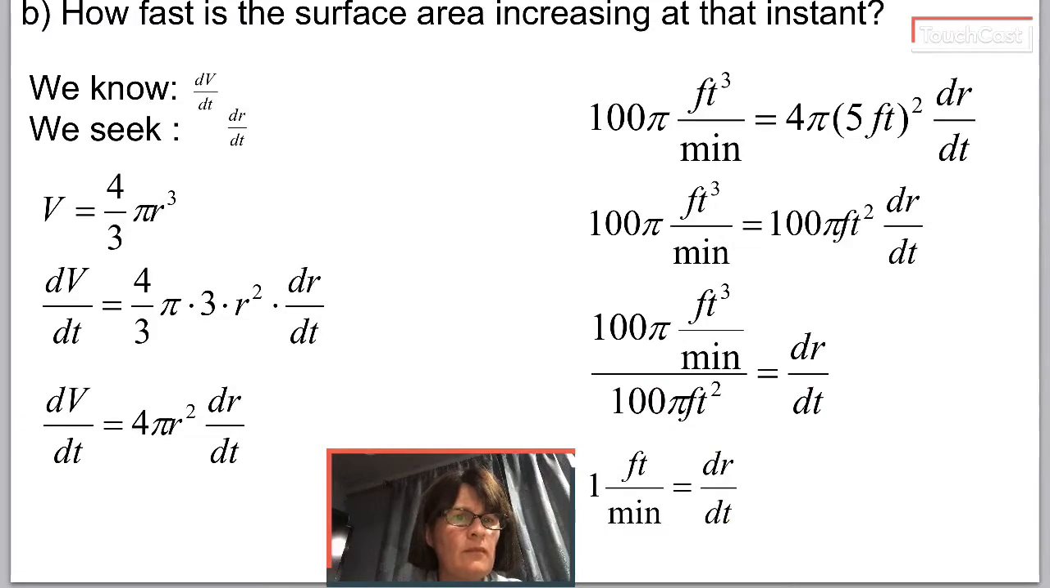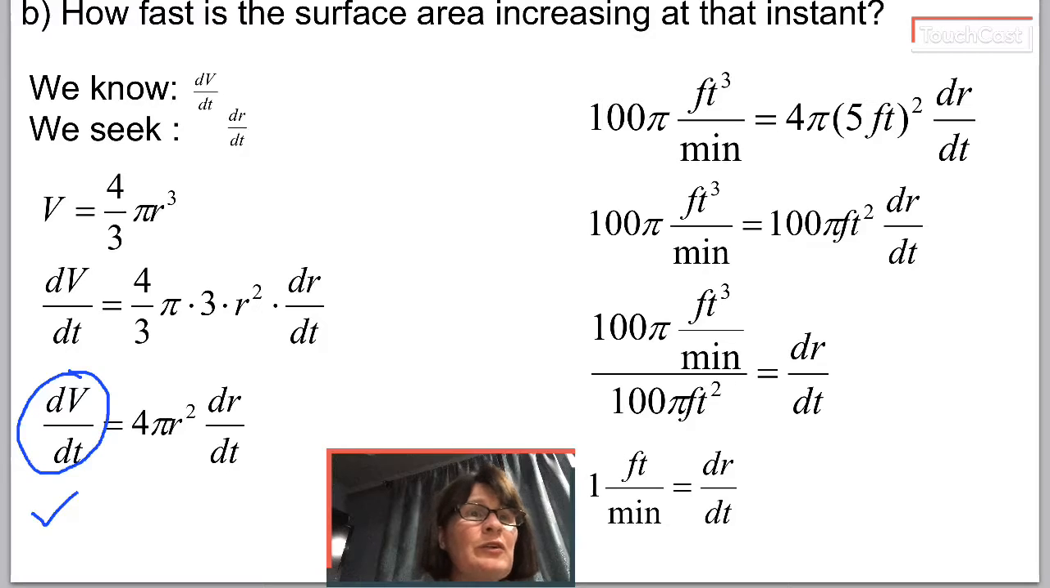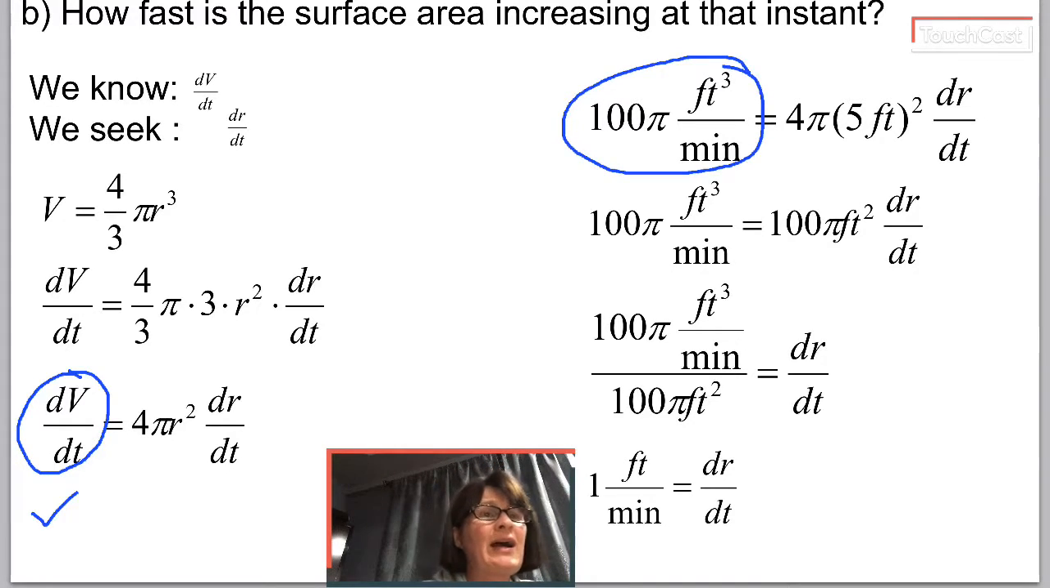So let me do this. I'm going to freeze the picture and take that equation that I had, which relates the two rates, and replace, here's 4πr². Oh, so here's what I know. I know dV/dt is 100π cubic feet per minute. So I've replaced dV/dt with 100π cubic feet per minute. And on the other side, I have 4 times π times r².